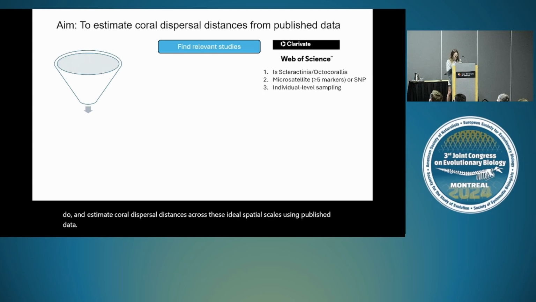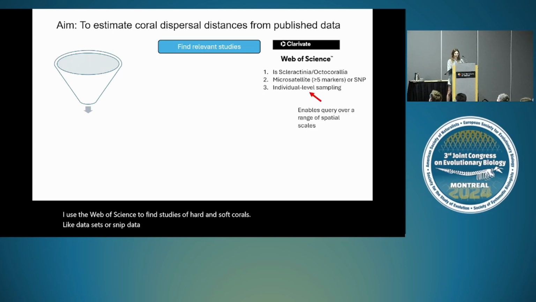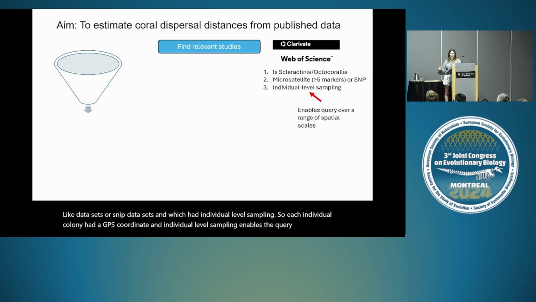I used the Web of Science to find studies of hard and soft corals, with microsatellite or SNP datasets, which had individual level sampling, so each individual colony had a GPS coordinate. Individual level sampling enables the query of many different spatial scales, from local to large scale, and it reduces bias compared to population level metrics.